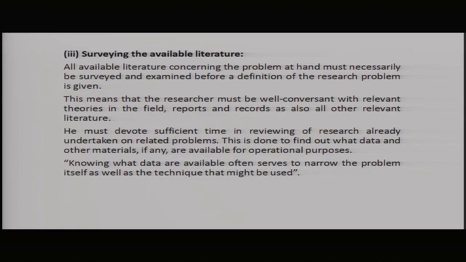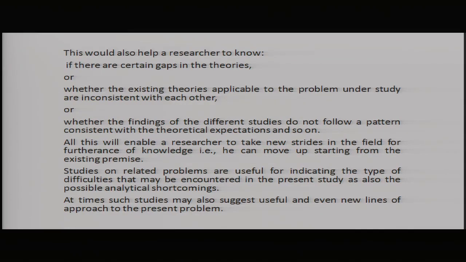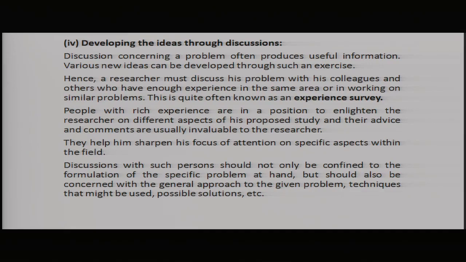All available literature concerning the problem at hand must necessarily be surveyed and examined before a definition of a research problem is given. This means that the researcher must be well conversant with relevant theories in the field, reports and records, and also all other relevant literature. He must devote sufficient time to reviewing research already undertaken on related problems. This is done to find out what data and other materials, if any, are available for operational purposes. So this is in general what we are going to do. Later I will take up the literature survey part again.